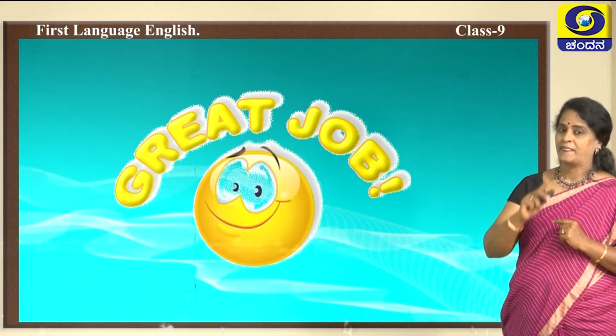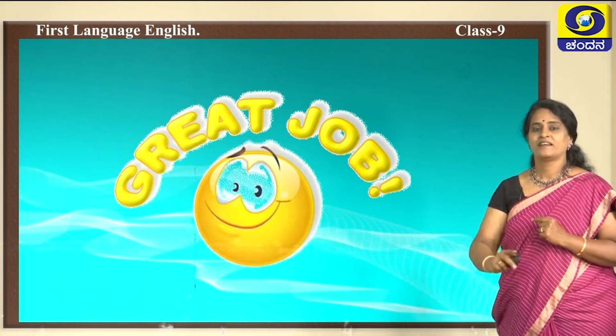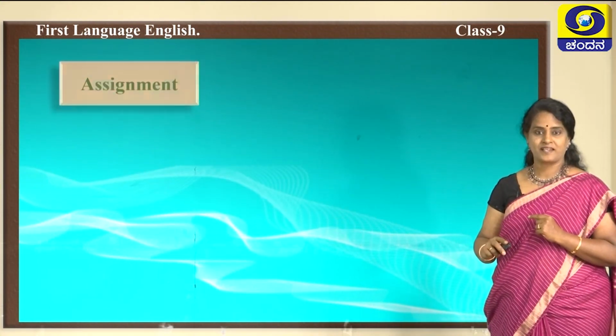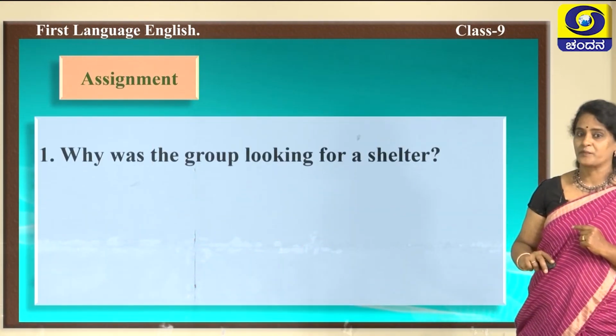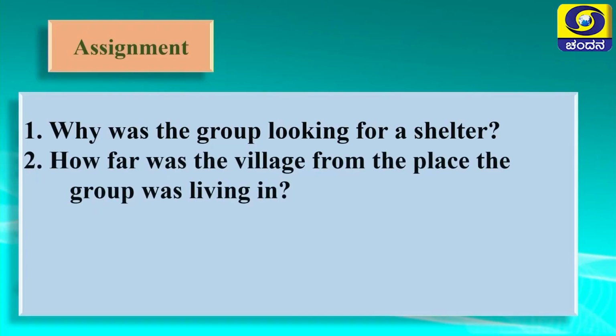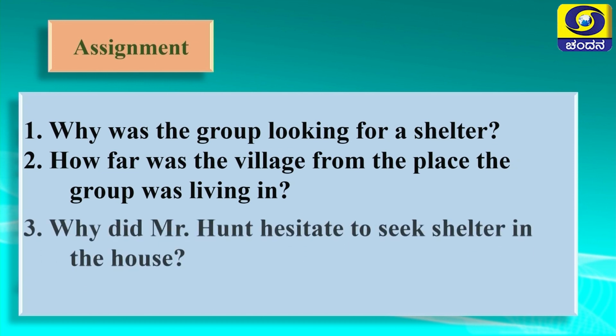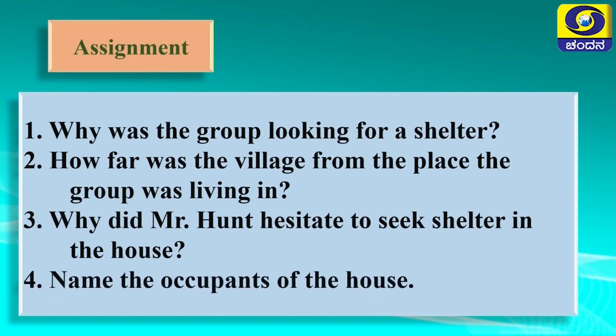Very good. If you have understood the lesson, followed it clearly, I want you to take up assignments. And here are the assignments. Look at the questions below. Why was the group looking for a shelter? Next one, how far was the village from the place the group was living in? Why did Mr. Hunt hesitate to take shelter in the house? Name the occupants of the house.